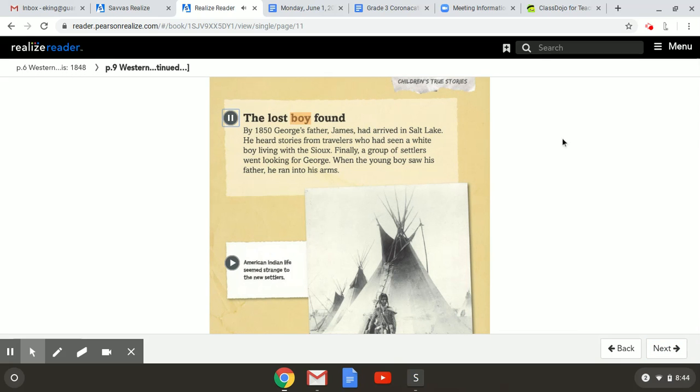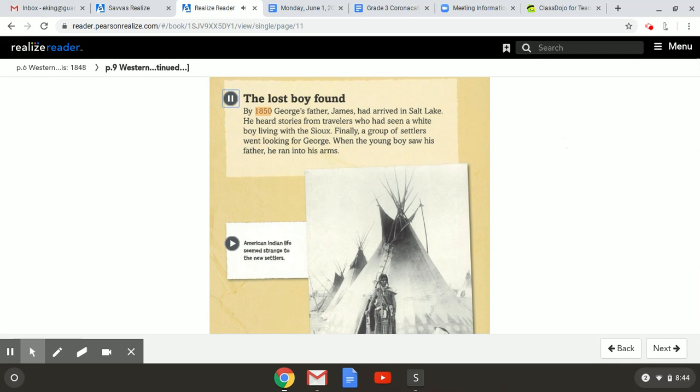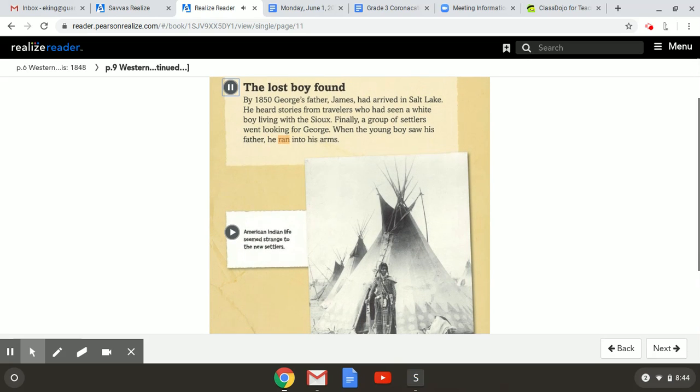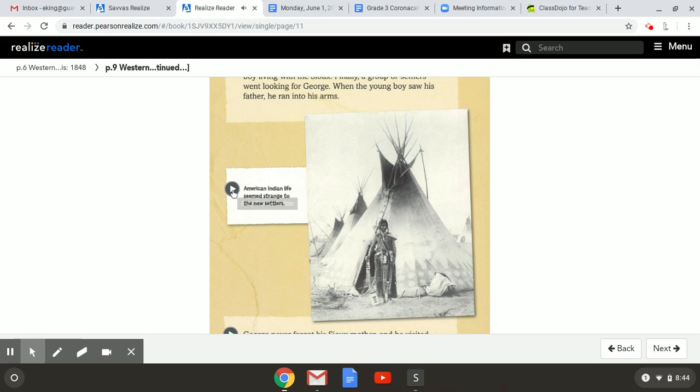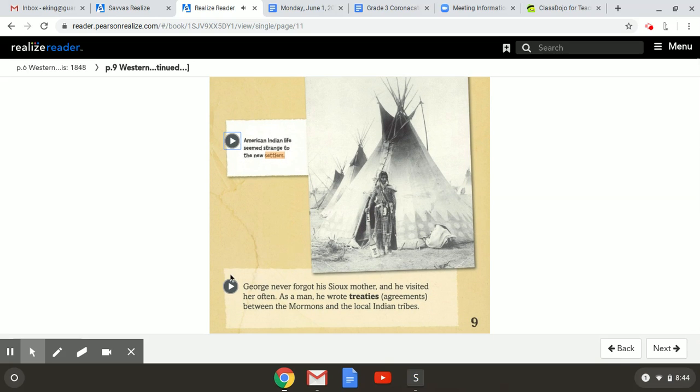The Lost Boy Found. By 1850, George's father, James, had arrived in Salt Lake. He heard stories from travelers who had seen a white boy living with the Sioux. Finally, a group of settlers went looking for George. When the young boy saw his father, he ran into his arms. That's awesome that he found his father. American Indian life seemed strange to the new settlers. George never forgot his Sioux mother, and he visited her often. As a man, he wrote treaties, agreements between the Mormons and the local Indian tribes.